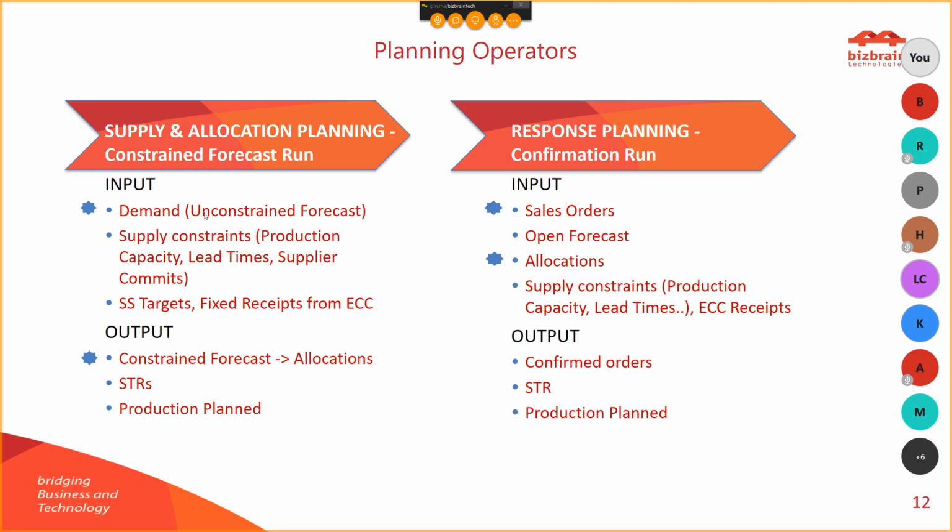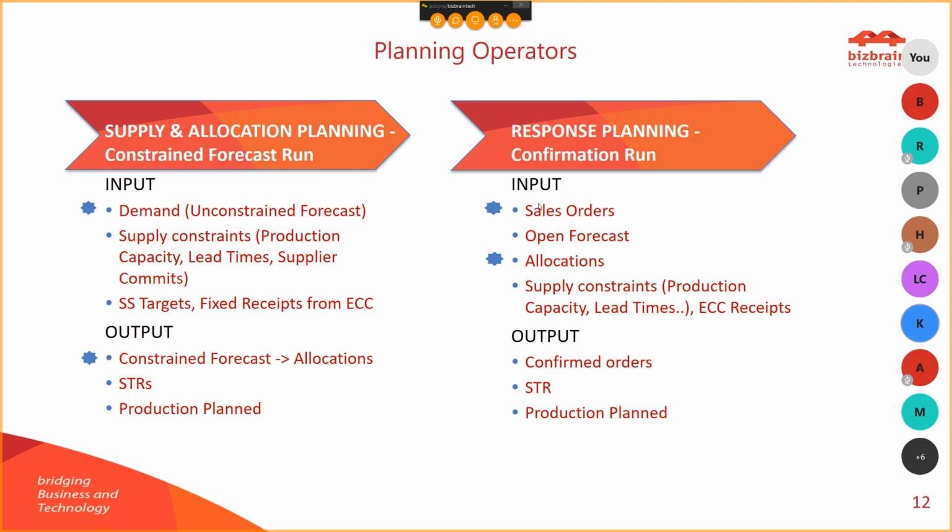So you can do some adjustment before executing another run, because the planner may see that the allocations the system is generating are not sufficient for a particular customer, or we are over-allocating to another customer, which is not good. So allocations can be adjusted before executing the confirmation run.